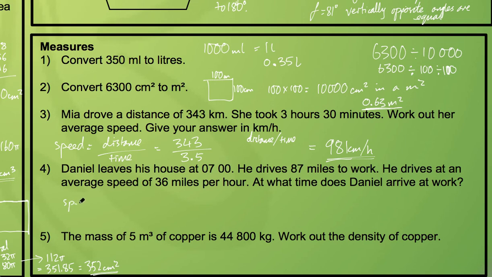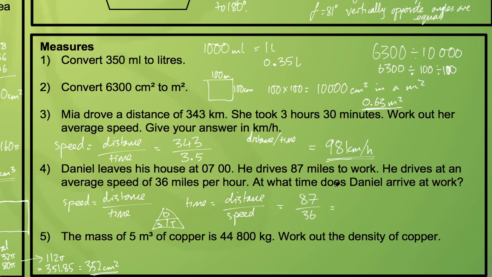If speed equals distance over time, and here we have been given a distance, 87 miles, and we've been given a speed, I need to find the time from that. I need to switch places with these. So time equals distance over speed. You might know that from your triangle as well. Speed is distance over time, therefore time is distance over speed. So I need to do distance 87 miles, speed of 36 miles per hour.